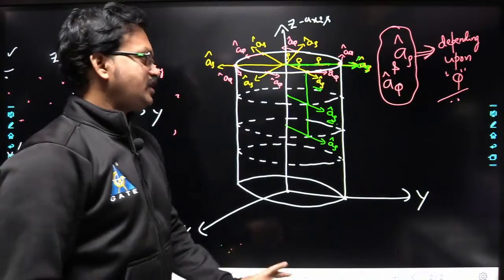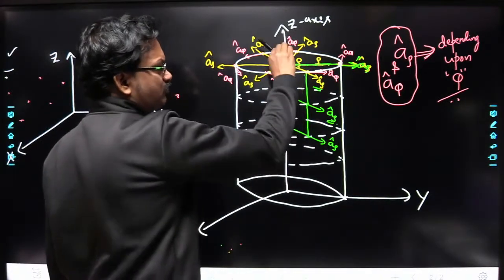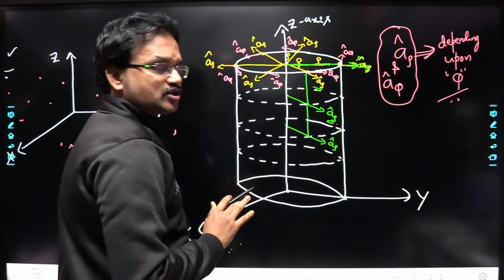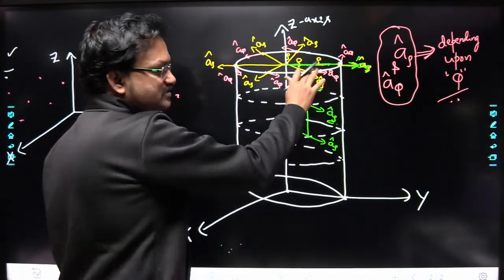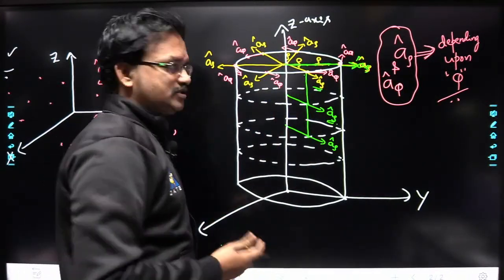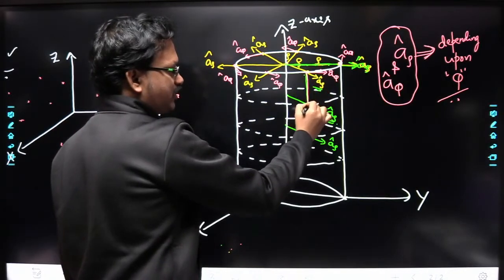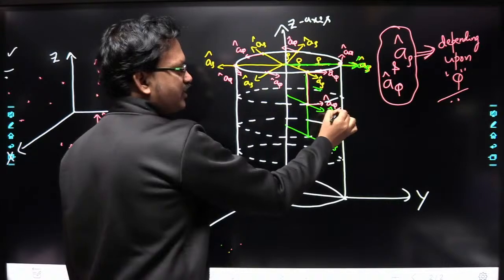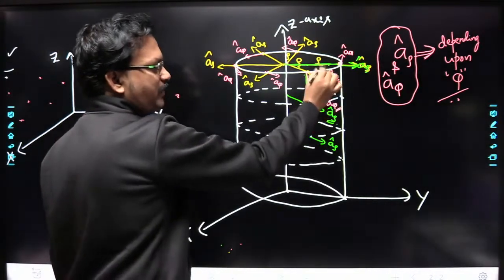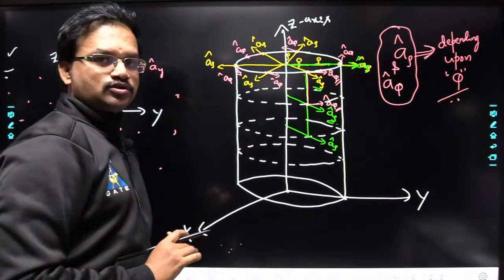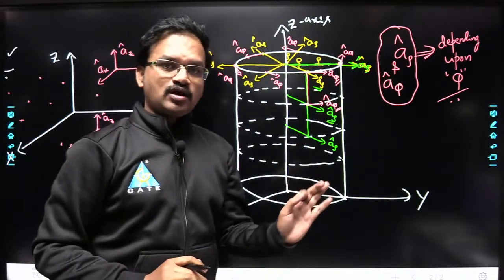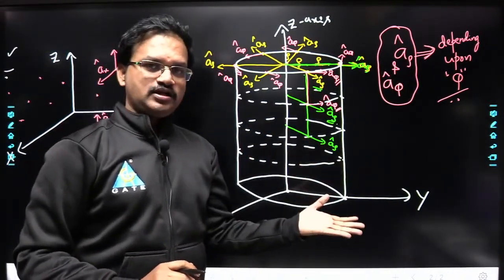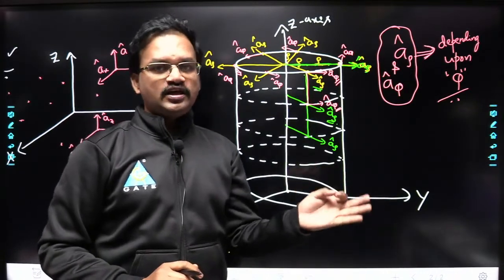Yes or no here? See, if you move along rho, the a_phi cap direction is not going to change. If you move along z also, this a_phi cap direction is not going to change. As you move from this point to this point, a_phi cap is going to point in this direction. Here a_phi cap and here a_phi cap, both are parallel to one another. Understood? So the direction of a_phi cap is not going to change if you change rho and if you change z.